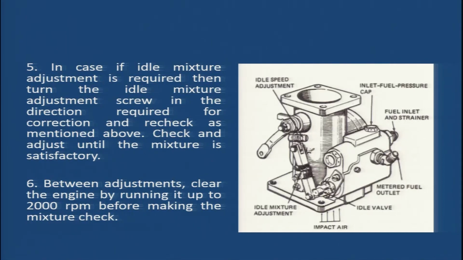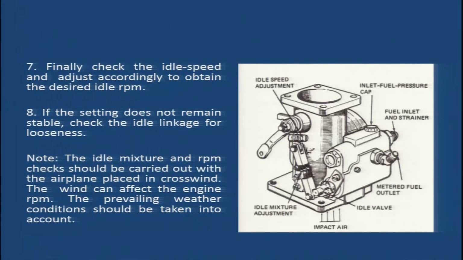Between the adjustments, clear the engine by running it up to 2000 RPM before making the mixture check. So, in between the adjustments, we also need to continuously clear the engine by moving the throttle to 2000 RPM and then moving it back. Once the mixture has been adjusted and set, we again check the idle speed, and if any adjustment is required, we will adjust it accordingly. If the setting does not remain stable, check the idle linkage for looseness.